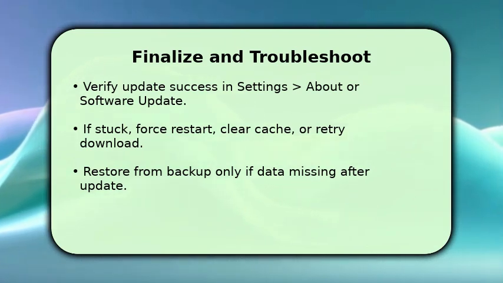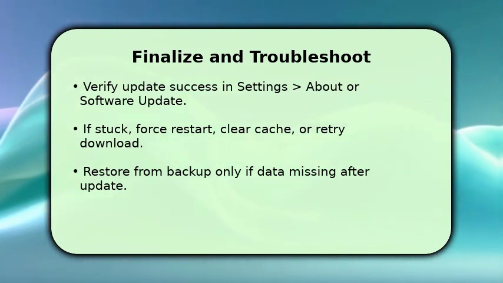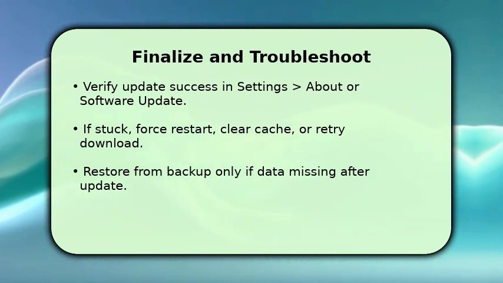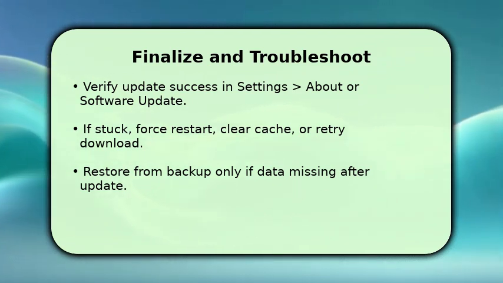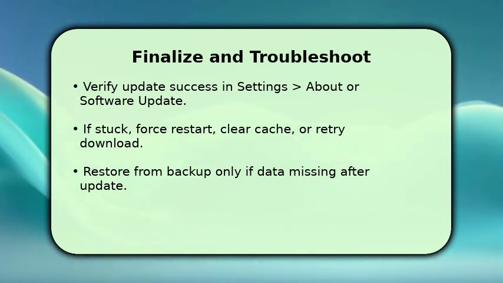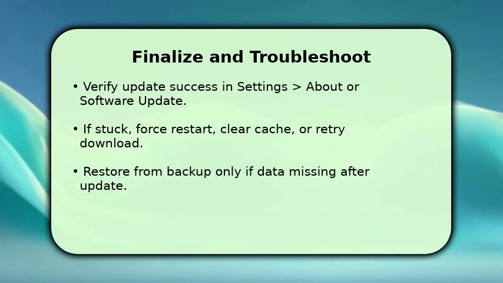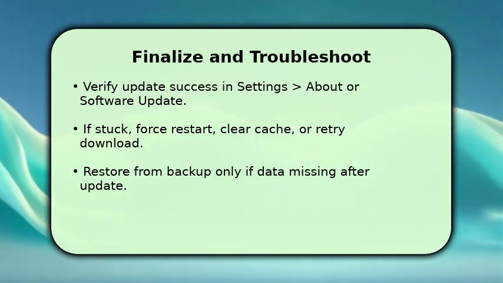Installed. If the phone hangs during installation, force restart it, then try clearing cache or retrying the download. This often resolves corrupted downloads. If the update repeatedly fails, boot to safe mode to rule out apps or use recovery tools provided by the manufacturer. Make sure to restore your backup only if you notice missing data.